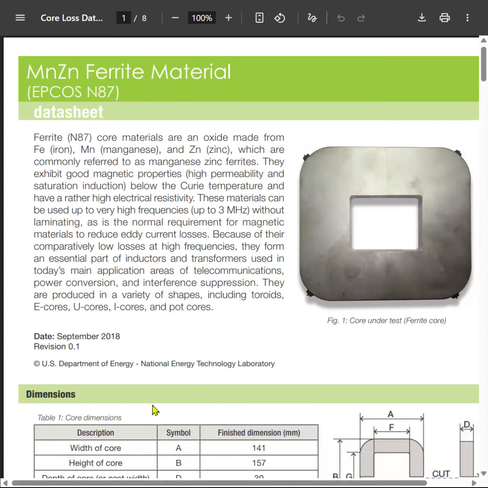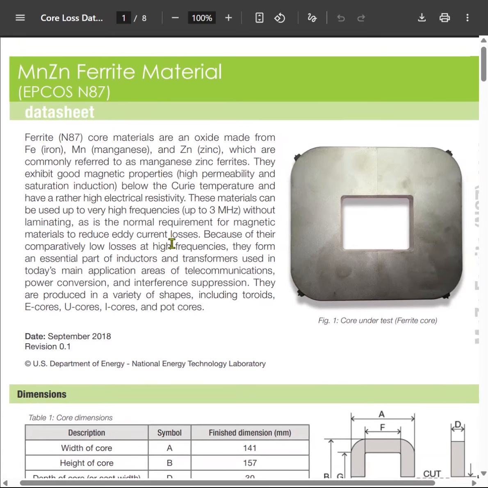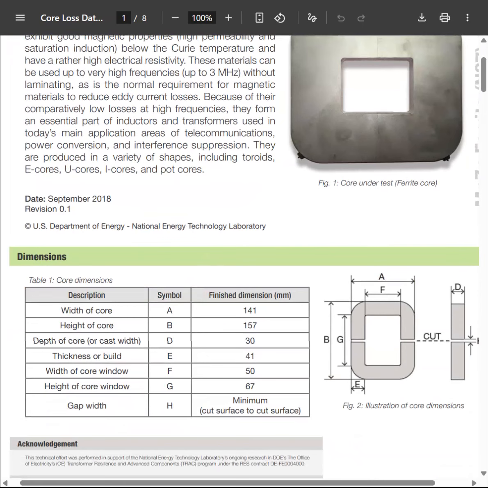Hello everyone. Have you ever seen a core material data sheet? We might have seen data sheets of MOSFETs, capacitors, resistors, BJTs, and other devices. But I don't think many of us see the material data sheet of an inductor and transformer. In the data sheets of MOSFETs, resistors, and capacitors, we get the direct values of those components, but this is a material data sheet from which you can design your inductor and transformer.